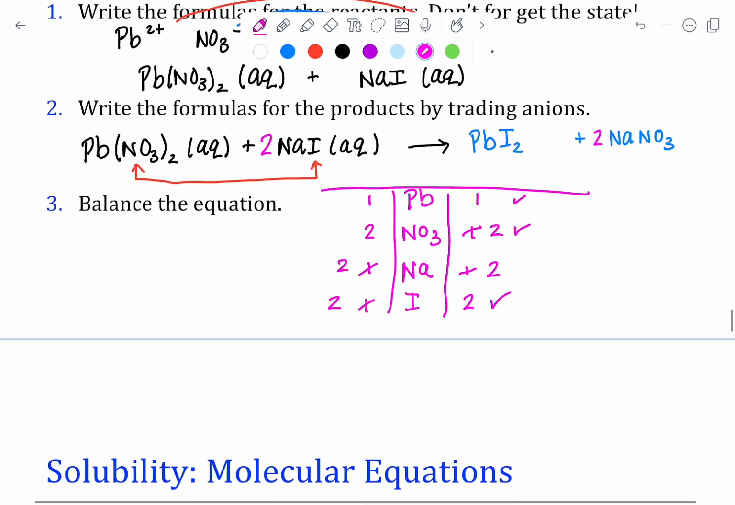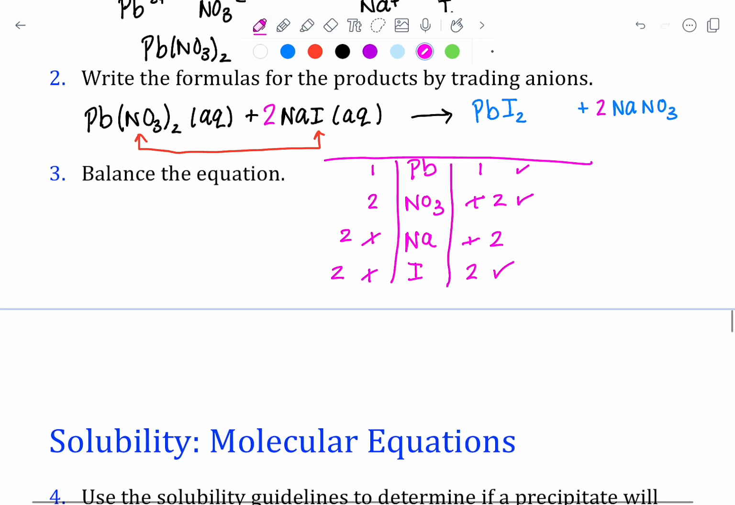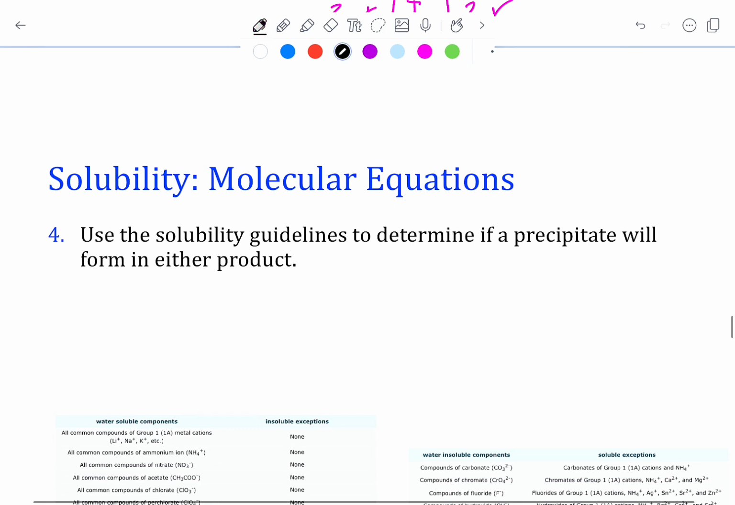Okay, so once we have the balanced equation, we have one more step to do, and that's to predict if a precipitate is going to form from this reaction, from our two products. Is a precipitate going to form? So let's take a second and let me rewrite our balanced equation.